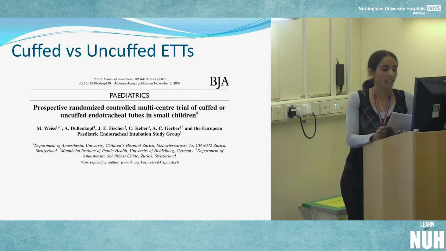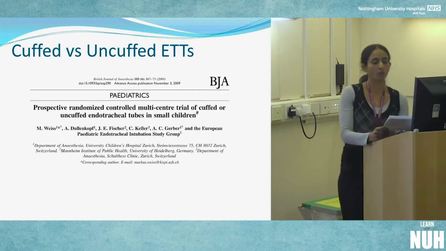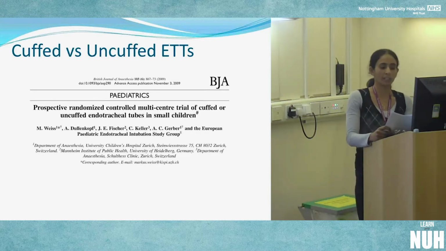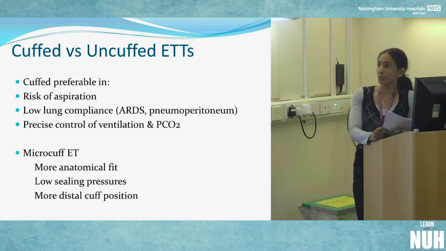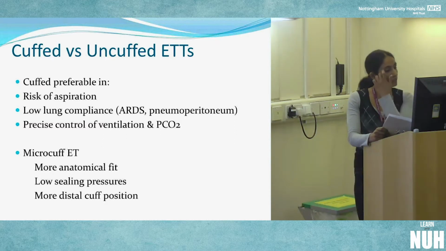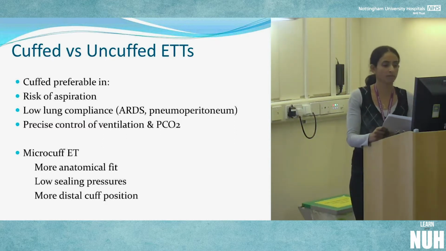More recently, there's been another paper in the Journal of Anesthesia where they looked at a couple of RCTs and 2 prospective cohort studies, including a huge number of patients, over 3,700, and they came to the same conclusions, that it does not increase the incidence of post-extubation stridor, which was the main concern with using cuffed tubes. So cuffed tubes are definitely preferred where there is a risk of aspiration, low lung compliance conditions, and where you need precise control of ventilation and carbon dioxide, like neuroprotection.